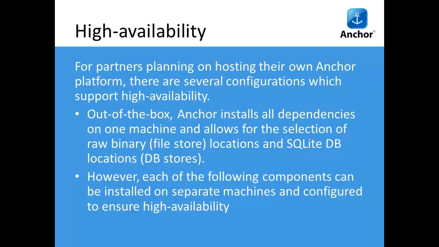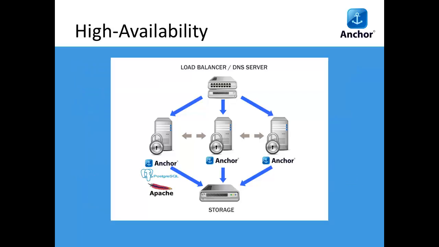However, each of those first 3 components that I mentioned, the Anchor server, Apache, and the PostgreSQL, can be installed on separate machines and configured to ensure high availability. This is our high availability diagram, just to give you an example of how the configuration might occur. On the far left here, you have your Anchor server, and in the default installation, we'll install Postgres and Apache on the same machine. A simple high availability configuration allows you to spin up multiple Anchor servers, 2 or more, and only install the application server, so the Anchor application server, on these additional machines.